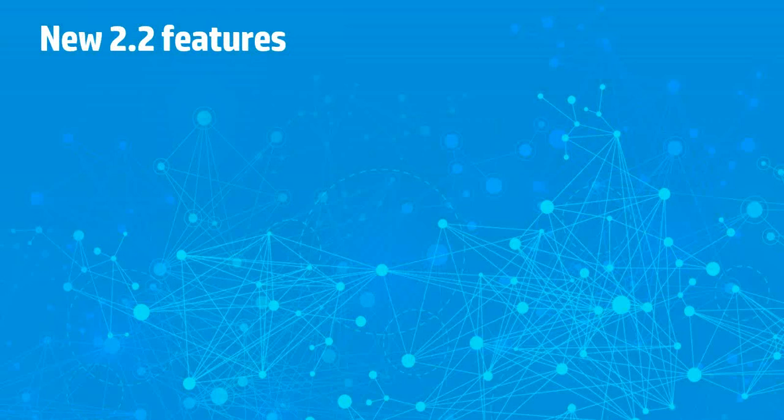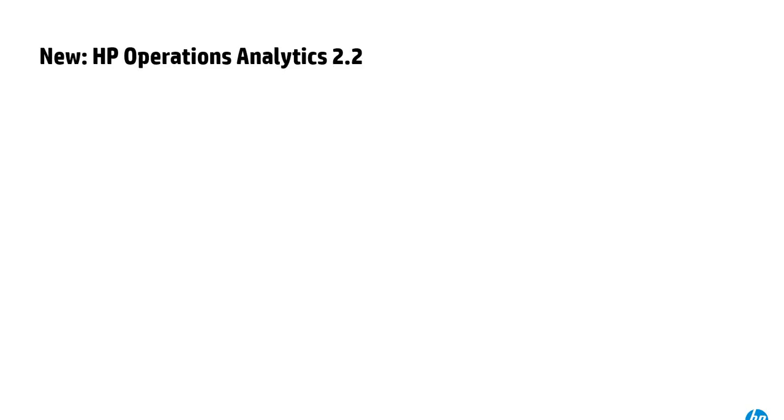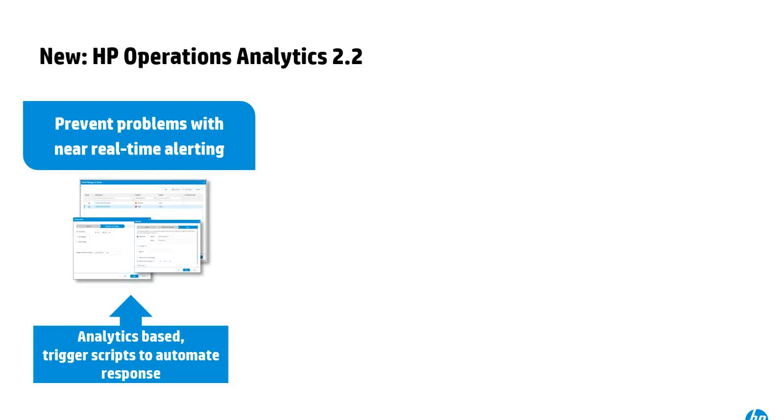In terms of 2.2 features, I probably won't dive into a lot of details because we really want to leave some time for the demo. But I will quickly tell you what is new in Operations Analytics 2.2. The 2.2 release was released in December, and in that release we added additional capabilities that allow us to leverage our analytics to generate alerts based on the analysis that the system is performing and based on the intelligence that it's continuously delivering.